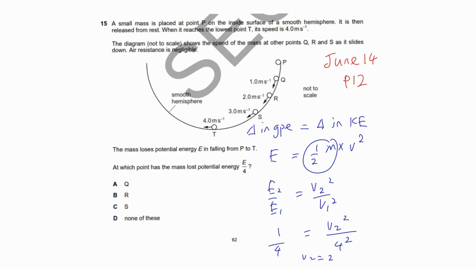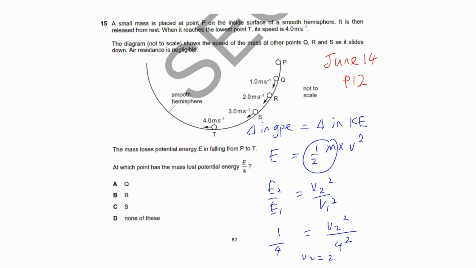In this question also, there's a conservation of energy because a small mass is placed at P. Now it is then released from rest, and then it reaches point T with a speed of 4 meters per second. So you will notice that along the way, the speeds are also given. They told you that the mass loses a potential energy of E when it moves from here to here.